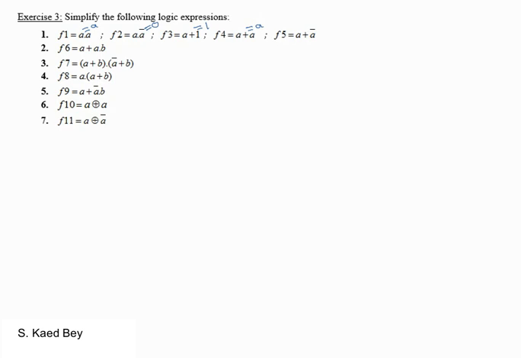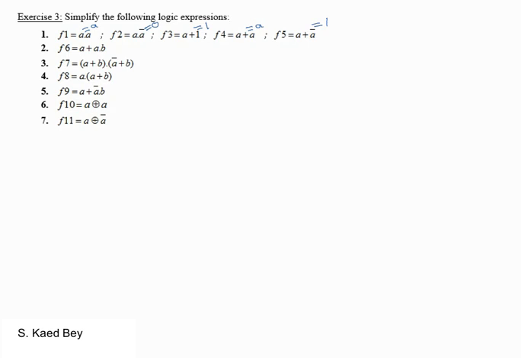F5 equals A plus not A, or A bar. The complement law here also applies. Here the answer will be always 1. Because if A is 0, then the A bar is 1. So the answer would be 1. And if A was 1, then A bar would be 0. But in any way, since we are using OR gate, 1 ORed with 0 will be 1. So here the answer will be always 1.